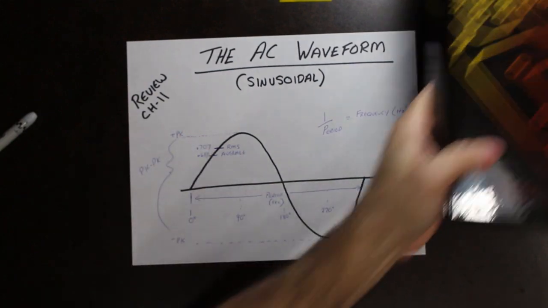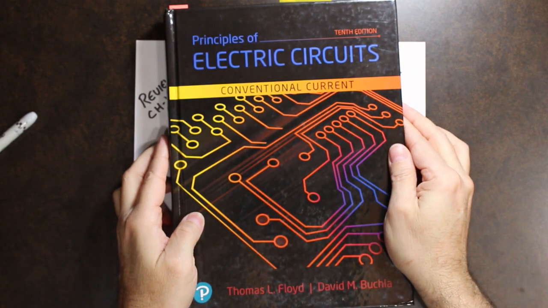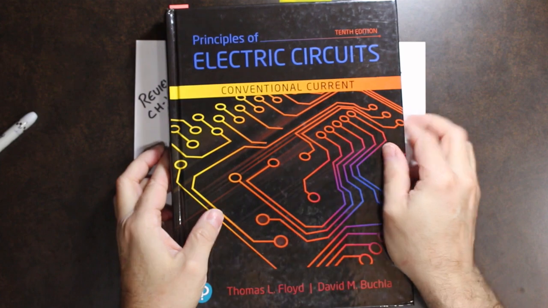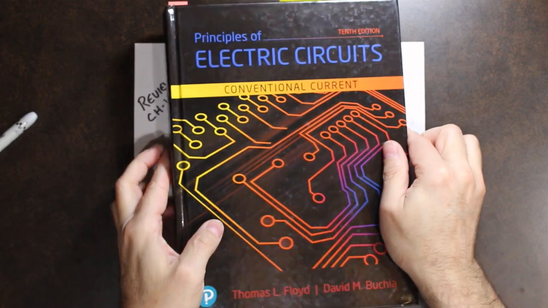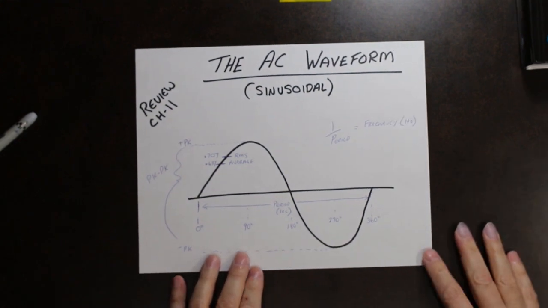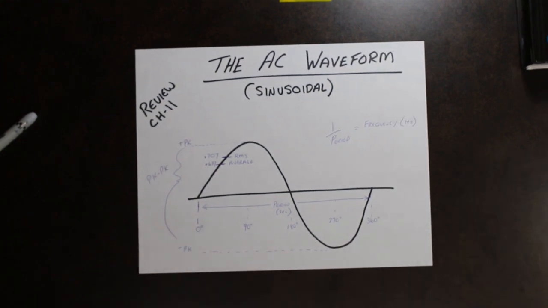Where you can get some extra information, chapter 11 of our textbook, Principles of Electric Circuits, Conventional Current Flow from Floyd and Buchla. Again, we are using the 10th edition. So chapter 11 is basically the introduction into the AC waveform.